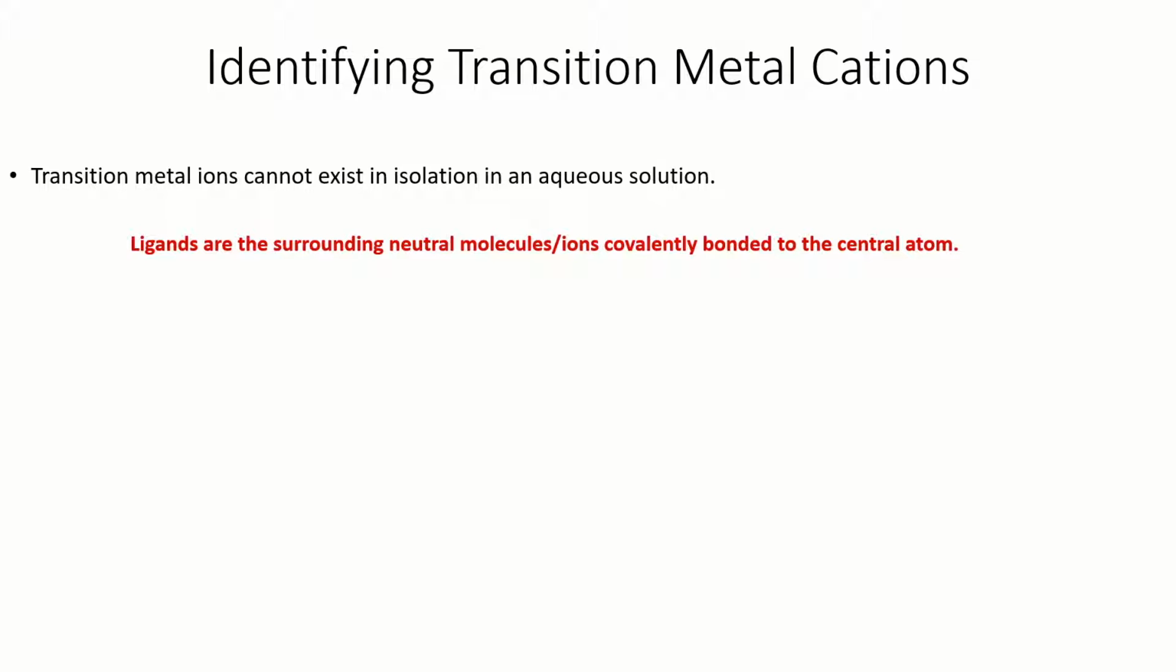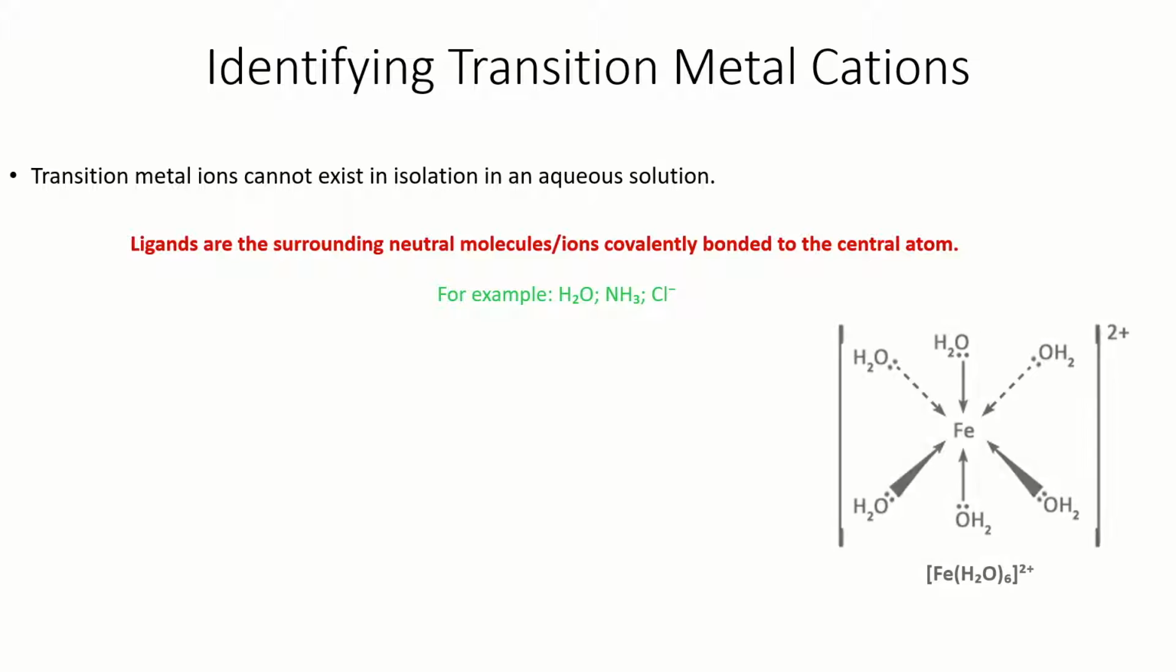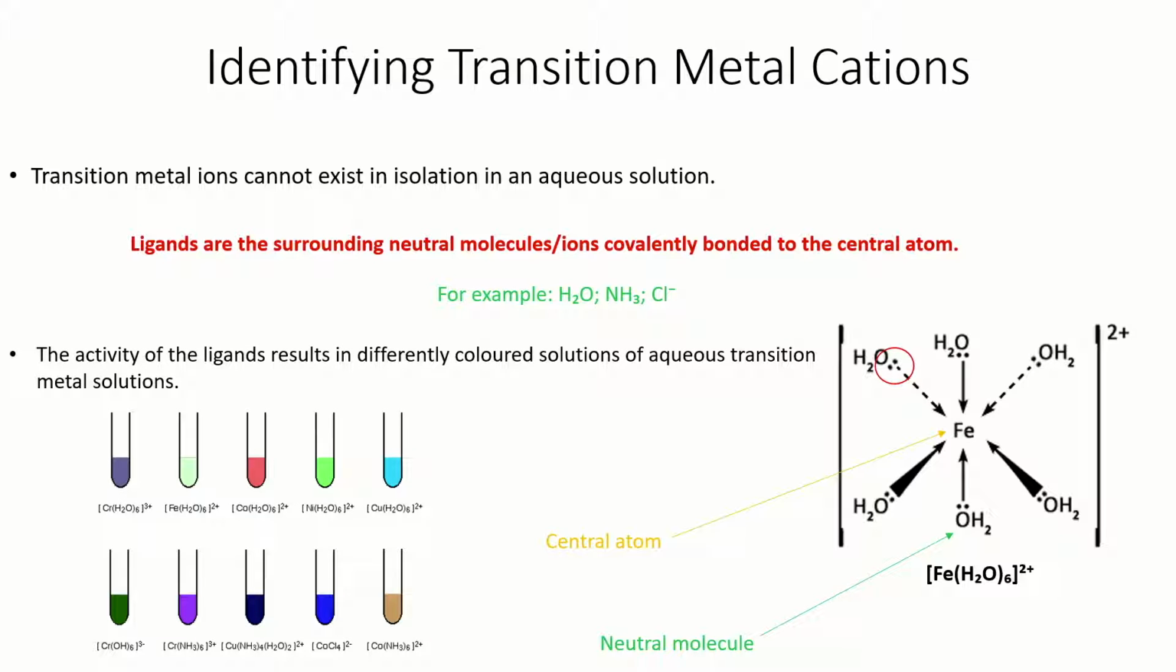However, the metal ions cannot exist in isolation in aqueous solutions. They can only exist when bonded to ligands, which produces a complex ion. Ligands are the surrounding neutral molecules or ions bonded to the central transition metal atom. The ligands have at least one donor atom with an electron pair that is used to form covalent bonds with the central atom. This is an example of a complex with the central atom, the ligands, and their free electron pairs. These complexes in aqueous solutions result in differently colored solutions due to the activity of the ligands.